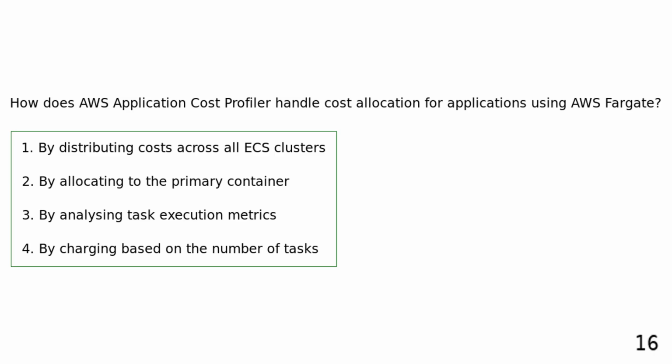By distributing costs across all ECS clusters. By allocating to the primary container. By analyzing task execution metrics. By charging based on the number of tasks.